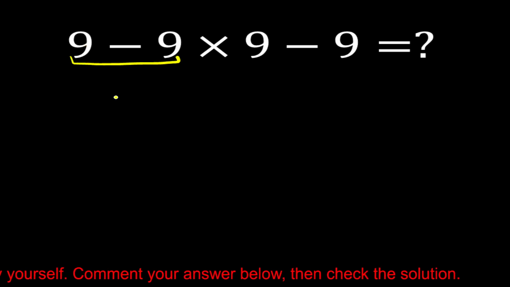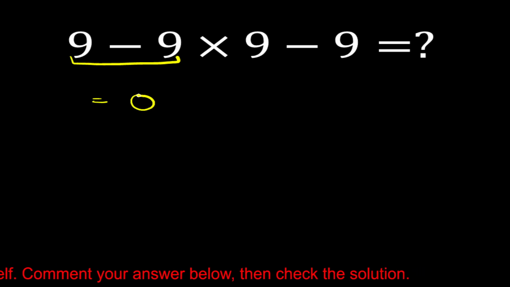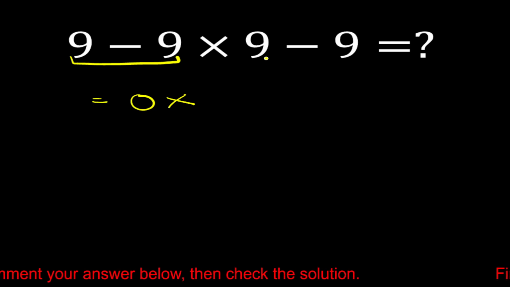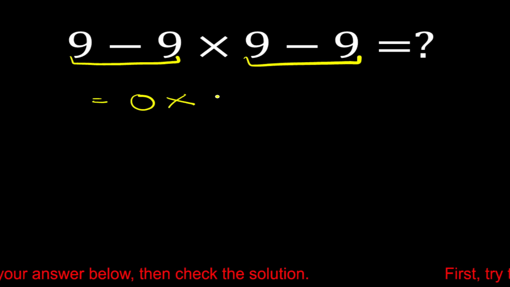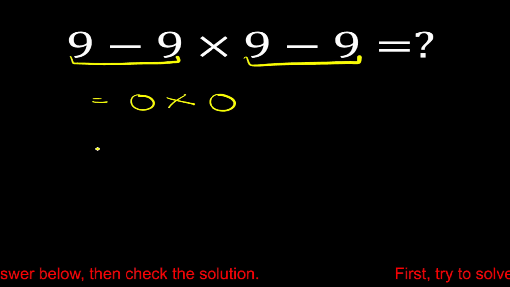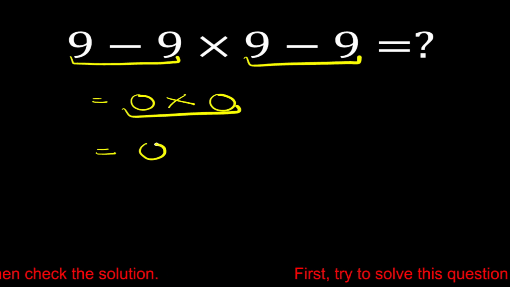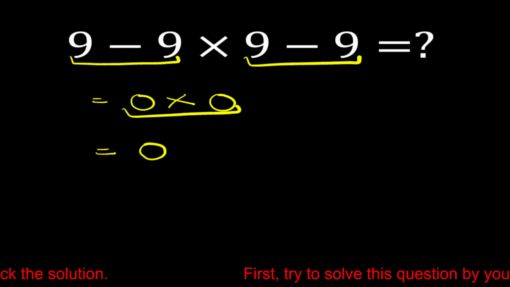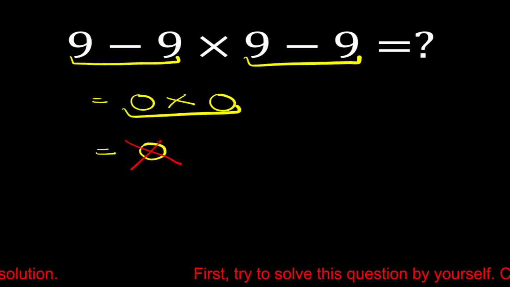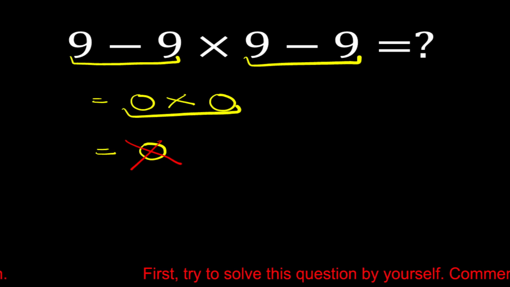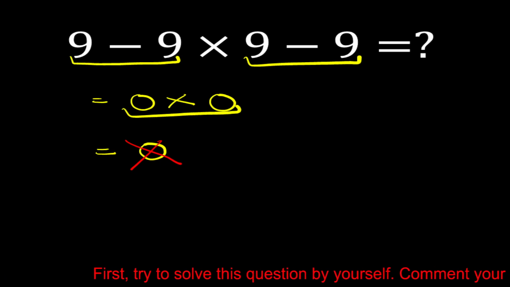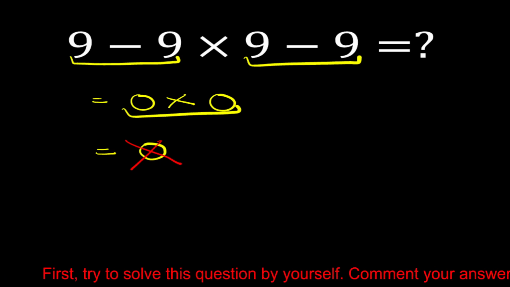9 minus 9 is equal to 0. Multiply 9 minus 9 is equal to 0. Now 0 multiply 0 is equal to again 0. But this answer is not correct. This answer is wrong because math always follows rules, and that rule is PEMDAS.